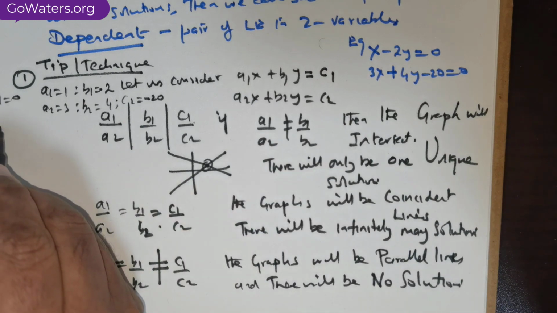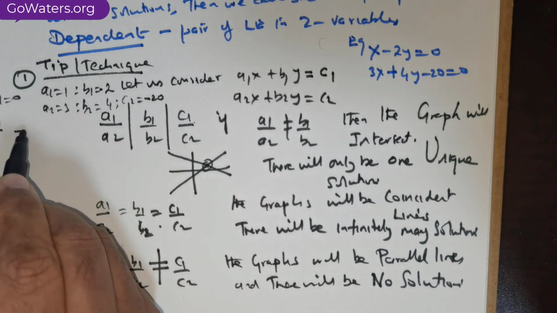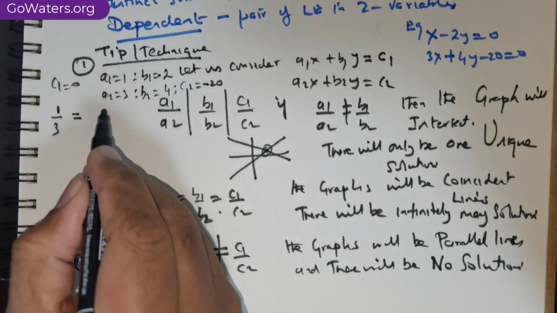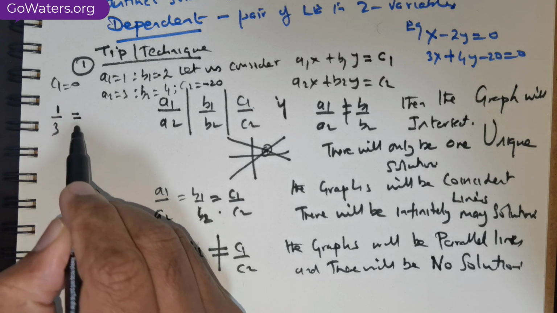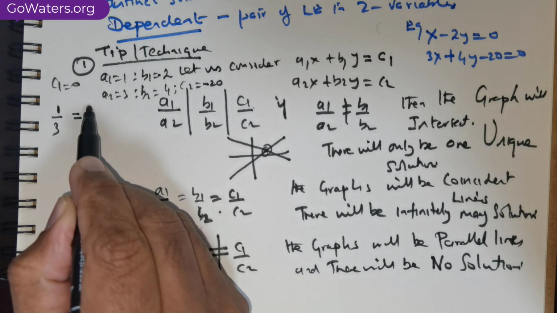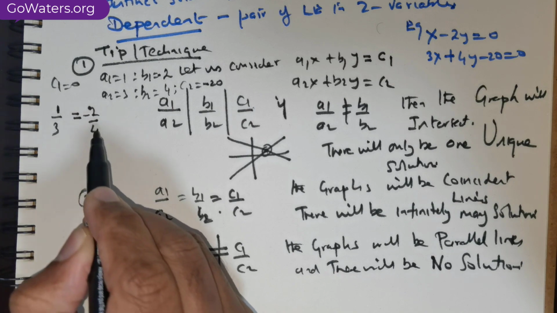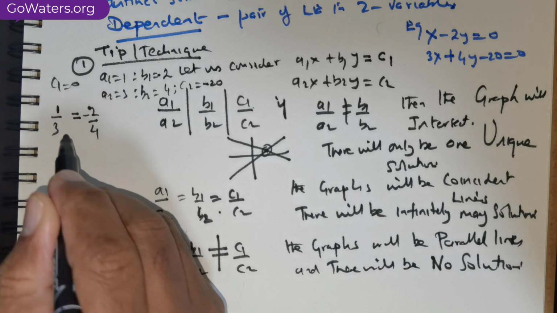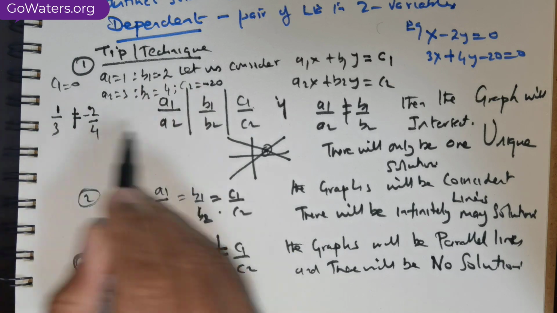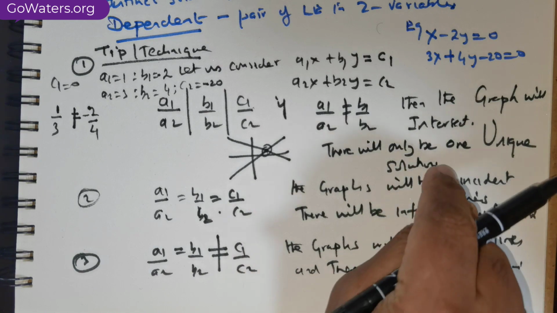So what is A1 over A2? A1 over A2 is 1 over 3, and I'm placing the equal to sign. Next, after I get the value for B1 over B2, then I'll make the decision. So B1 over B2 is negative 2 divided by 4. That's going to be negative 1 over 2. Now the question is, is A1 over A2 equal to B1 over B2? Are they equal? No, they're not equal. So in this case, the graphs will intersect and they will have a unique solution.